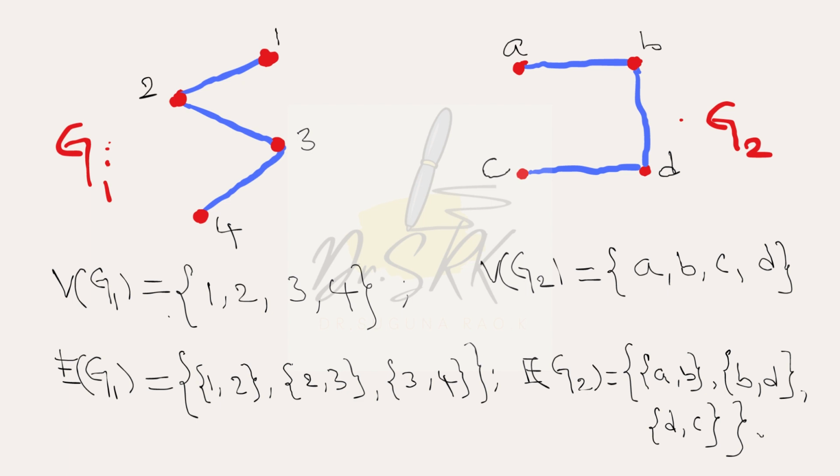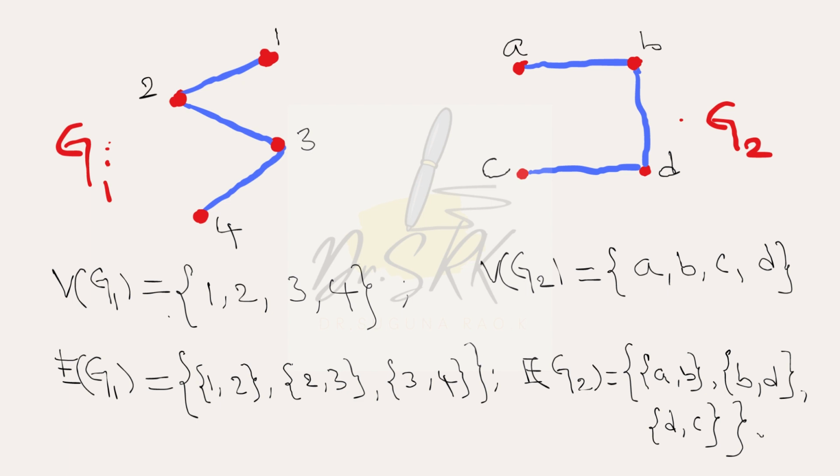To test that point, we identify what the vertices and edges are in the given graphs G1 and G2. First of all, V of G1 means vertices in the graph G1. The vertices in the graph G1 are clearly mentioned here: 1, 2, 3, 4. The points with the color red are the vertices. And the vertices in the graph G2 are A, B, D, C, that is A, B, C, D.